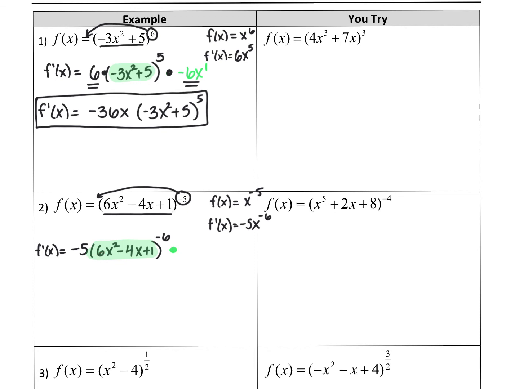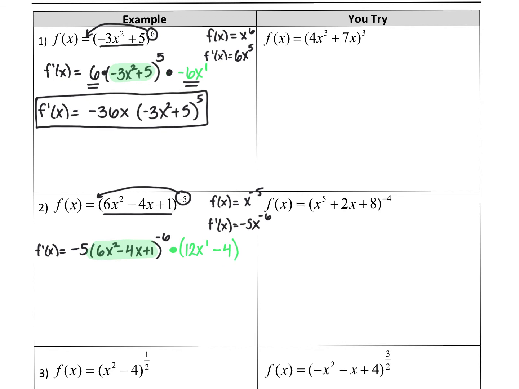So the derivative of 6x squared, we take the 2, bring it in front, and multiply it with the 6. That gives us 12. Keep the x, decrease the power by 1. The derivative of negative 4x is just negative 4. And then the derivative of a constant, 1, is 0. Now, because there's more than one term here, we have to multiply it. So we have to put it all in parentheses.